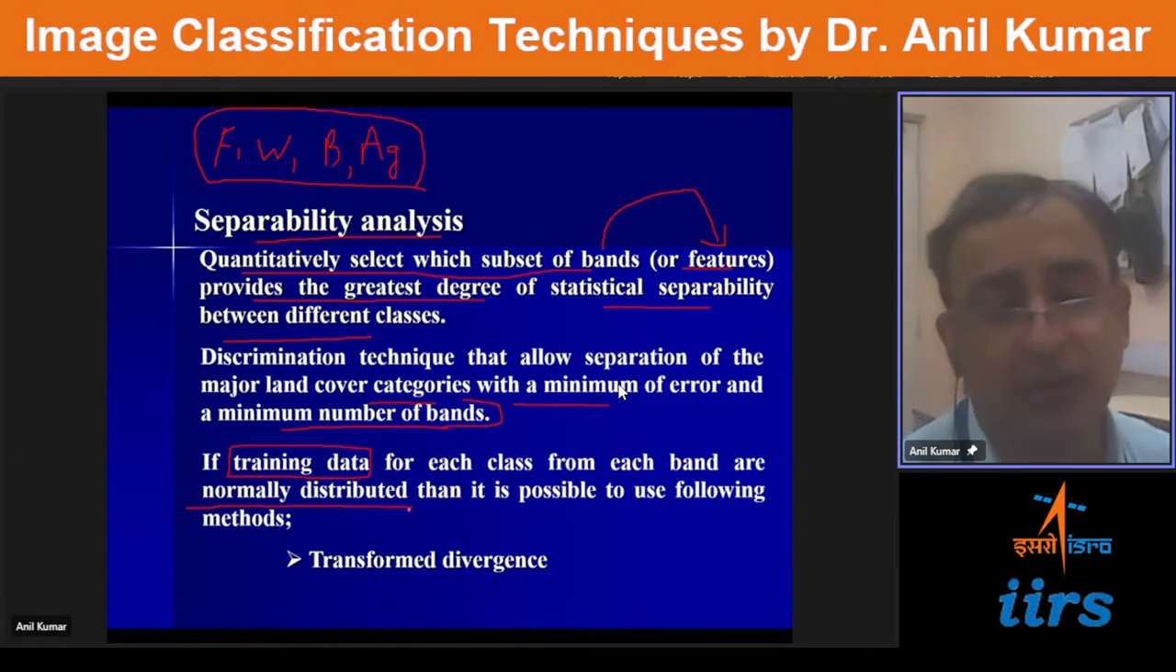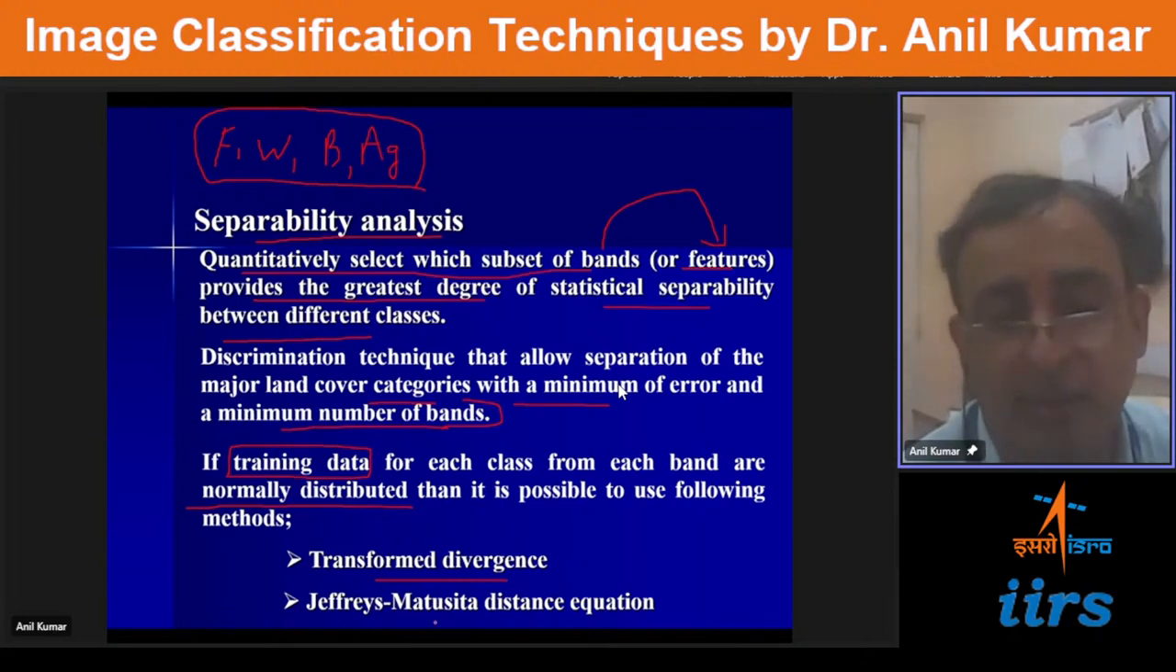If you talk about separability analysis, there are a few methods in the literature. One is transformed divergence, and second is the Jeffries-Matusita distance equation. These are two mathematical methods, and the third one is the graphical method. I will talk about all.